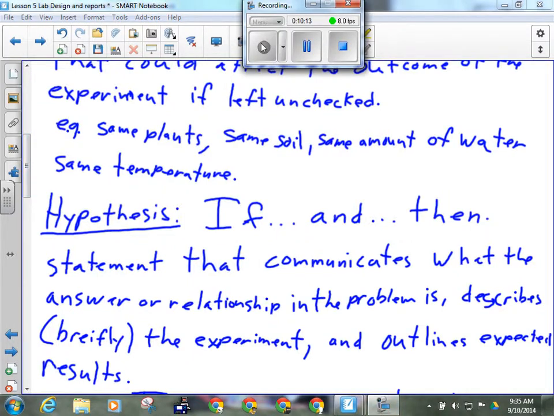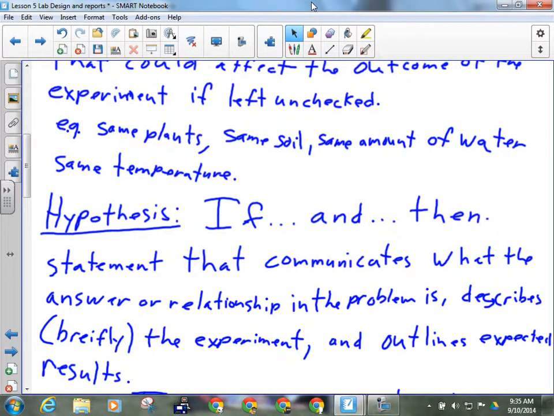So a hypothesis always has the words if, and then for this reason. We want it to tell people what we believe is the relationship between two variables, the manipulating and the responding, or what the possible answer to the problem is. So it's an if and then statement that communicates what the answer or relationship in the problem is. The problem I was investigating was what's the effect of sunlight on plant growth.